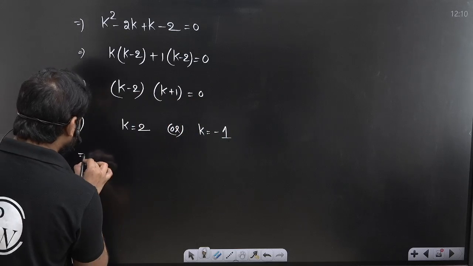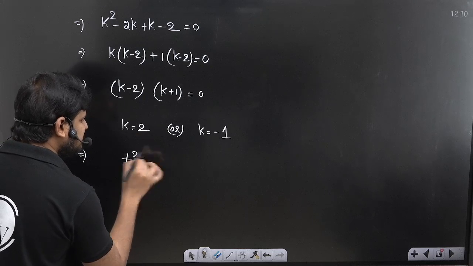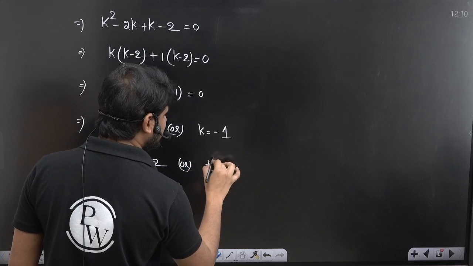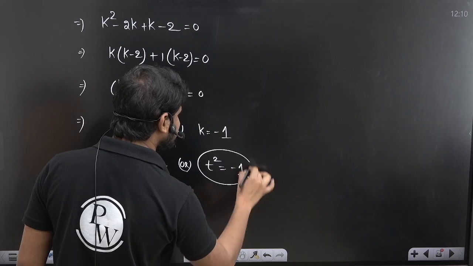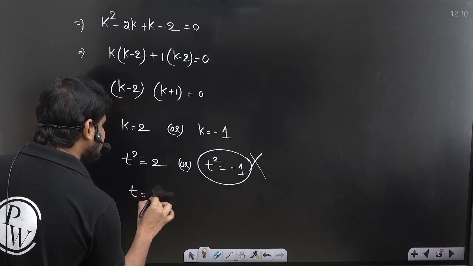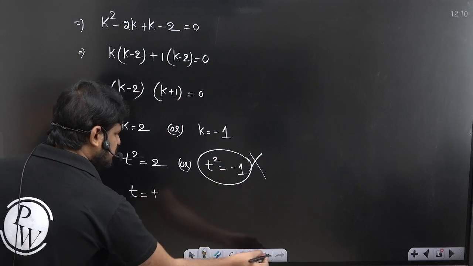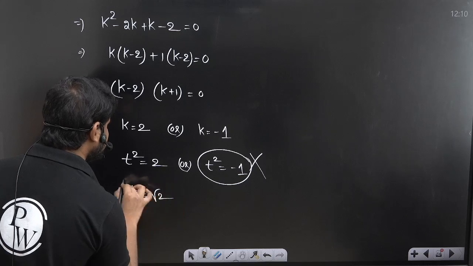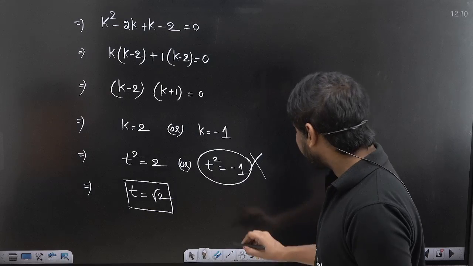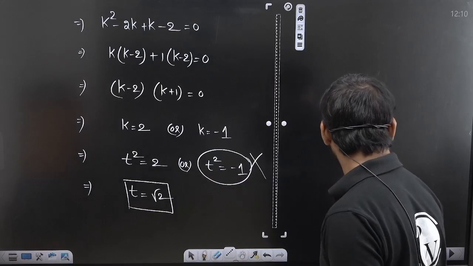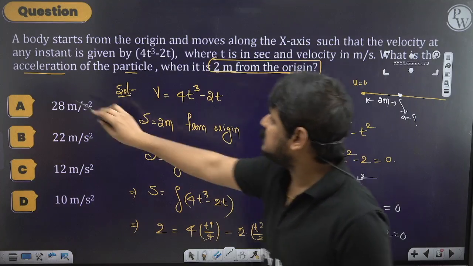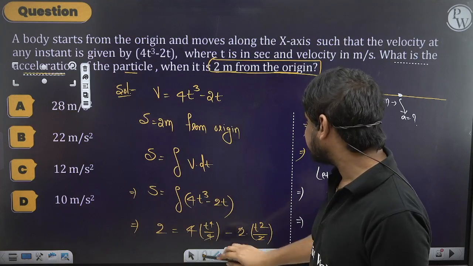So what did we assume k is? k is t square. So t square is equal to 2 or t square is equal to minus 1, which is not possible, so ignore this one. From here we can write t is equal to plus or minus root 2. Time negative we can't take, so just take t is equal to root 2 seconds. Now at this time, what are they asking us to find? We have to find the acceleration.